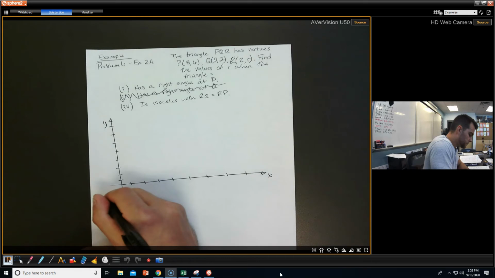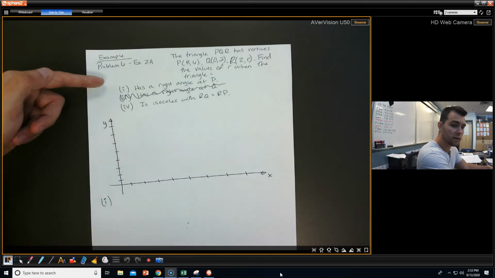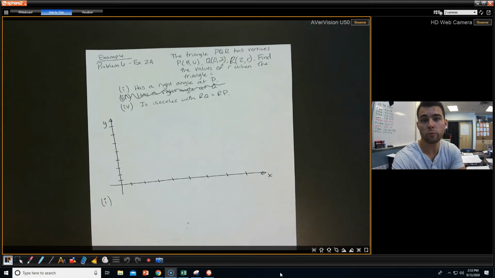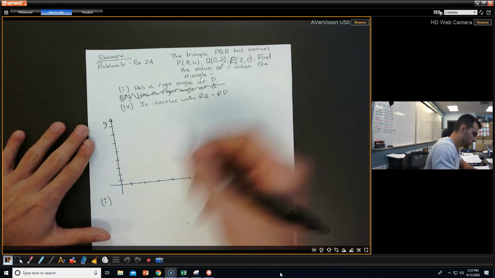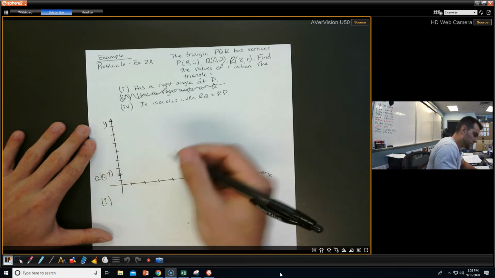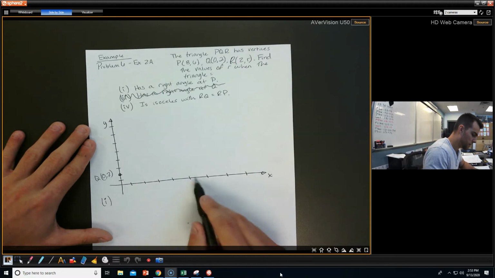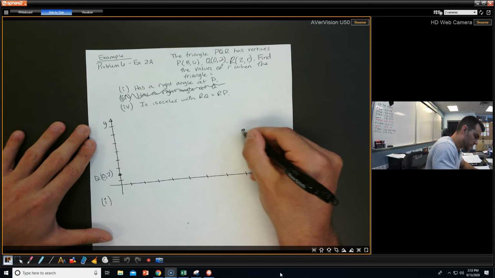So this is saying the triangle PQR has vertices P (8, 6), Q (0, 2), R (2r, r). Find the values of little r when the triangle has a right angle at P and is isosceles with RQ equals RP. So let's start with part 1, and let's draw this first as much as we can. Let's start with 0, 2, that's Q. And let's start with P, that's 8, 6. 1, 2, 3, 4, 5, 6, 7, 8. 1, 2, 3, 4, 5, 6. There we are.